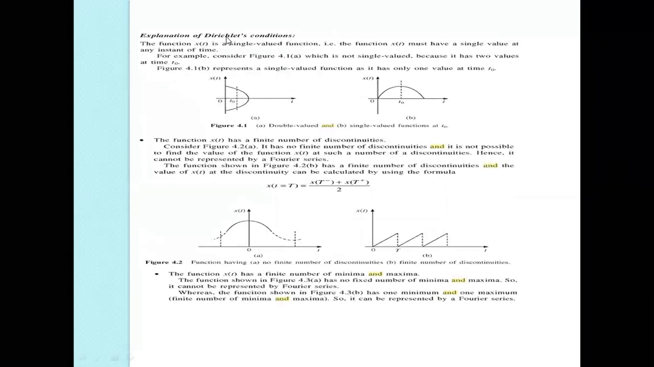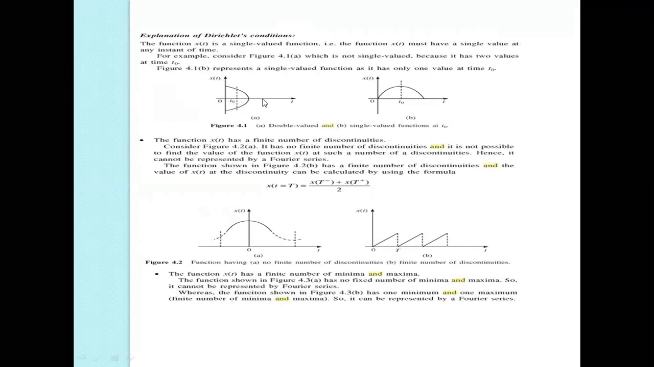See this explanation part of the discrete conditions. So the function x of t is a single valued function. That is, the function x of t must have a single value at any instant of time. Having only a single value at any instant of time, you can take any value of the time, having only a single value.